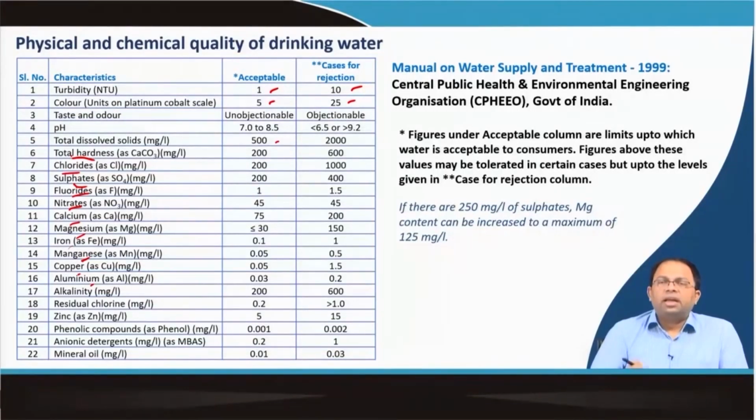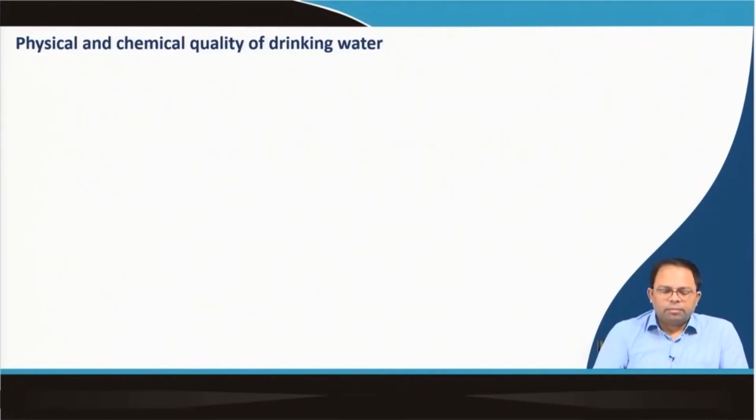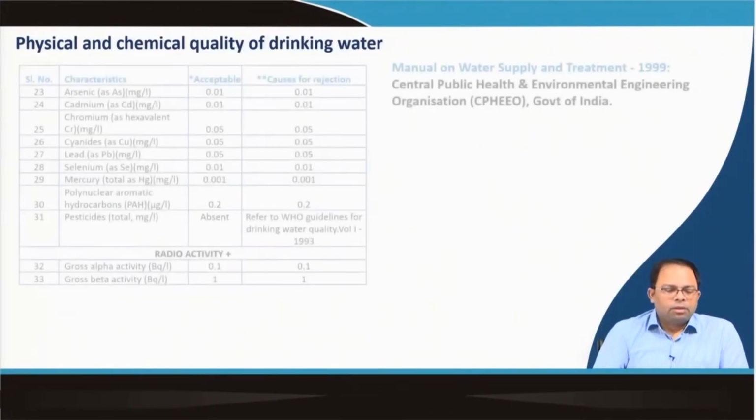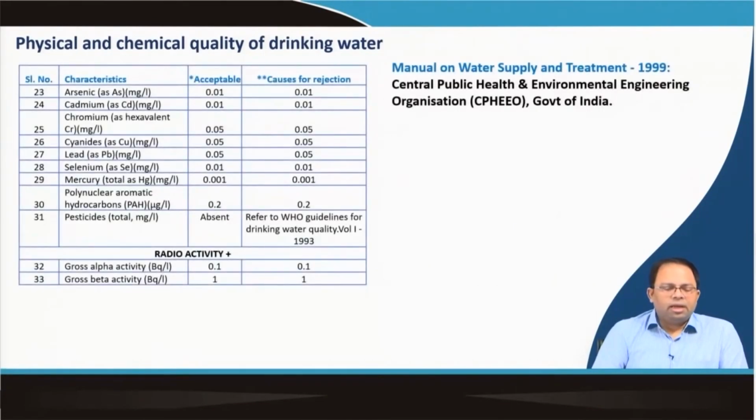Where is arsenic? Where is lead? Where are those values, right? Let us look. So, here we see all the ones which are acceptable limits are very limited values. These are the harmful ones: arsenic, cadmium, chromium, cyanides, lead, selenium, mercury, then some amount of pesticides, polynuclear aromatic hydrocarbons.